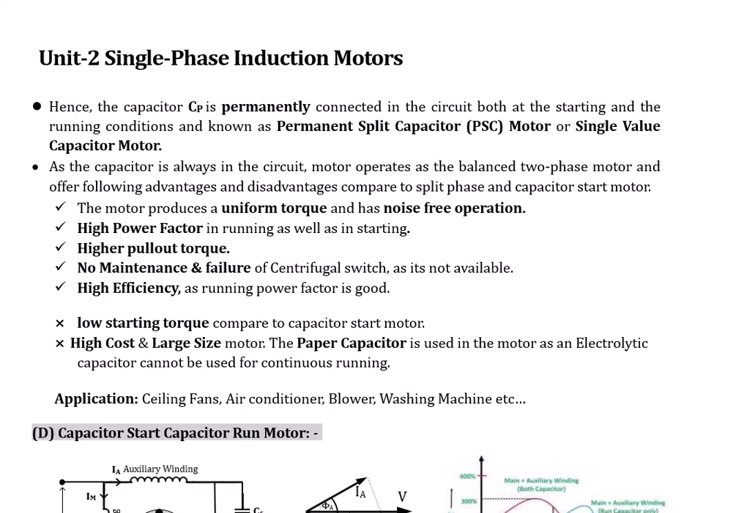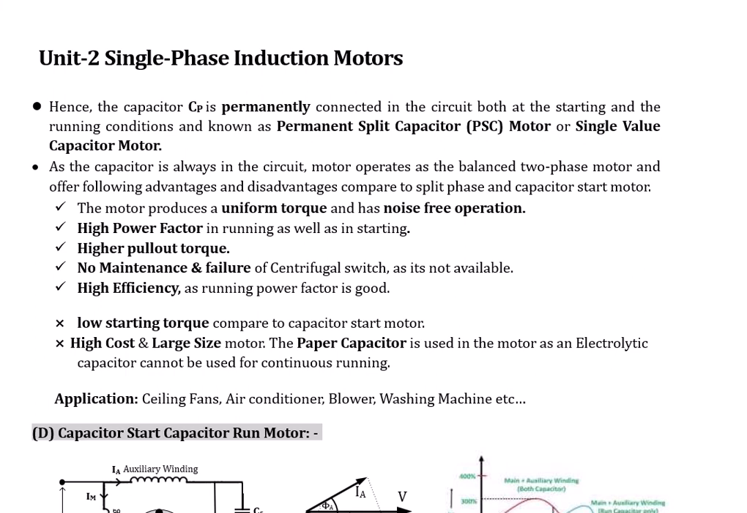This is one of the most important advantages of this permanent capacitor motor. Then we have high efficiency, as the running power factor is also good. But we have a low starting torque compared to the capacitor start motor, and high cost and large size.